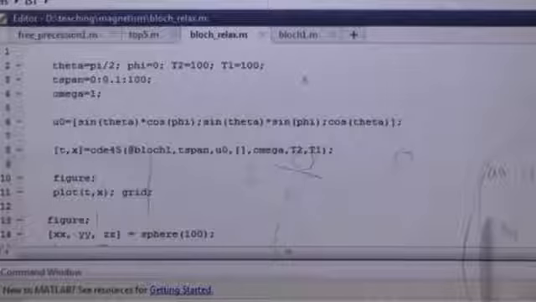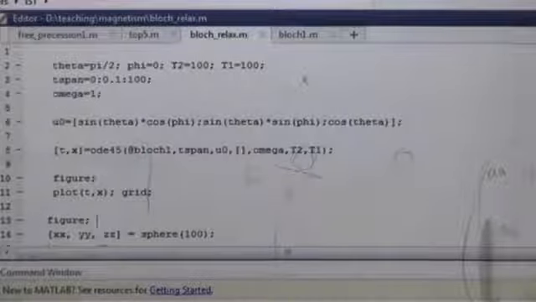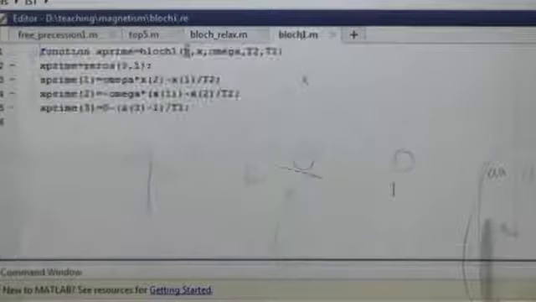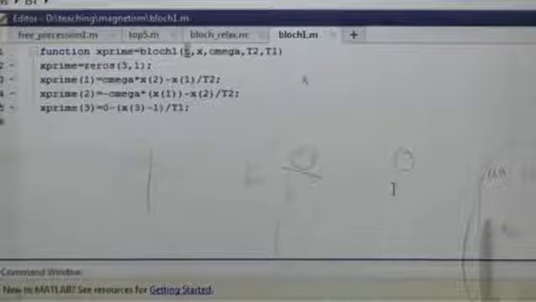So this is my initial magnetic moment. In order to solve an equation, I need an initial condition. This is my initial condition. This is my solver. The Bloch equation is defined here in a different function file. This is simply the Bloch equation with the T1 and the T2 terms added. So I've defined a function for this.